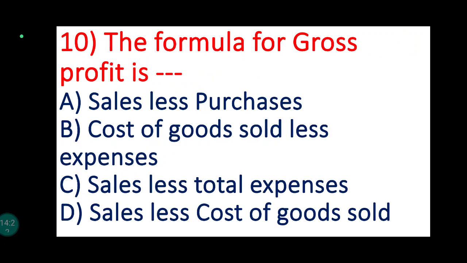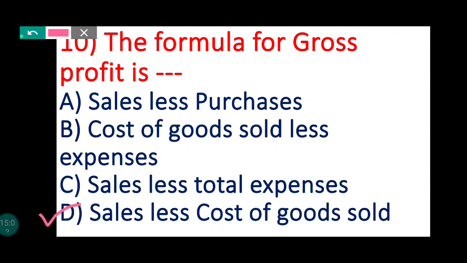Next, point number 10, the formula for gross profit. See, gross profit we saw, it is the excess of sales over cost of goods sold. So for the answer here, what is the answer? Number D, sales less cost of goods sold. So answer is, formula for gross profit, remember, sales less cost of goods sold.